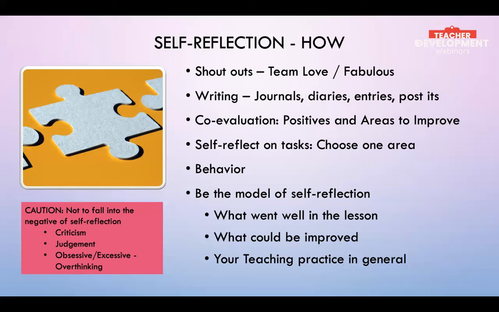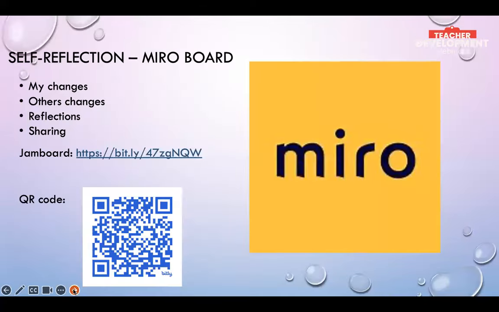But we also need to be the model. So we need to be doing this. And we do it usually by thinking, what went well in this lesson? What could be improved? Or your teaching practice in general, not only the particular lesson for the classroom, but what are you doing well? What are the things that you want to improve? What are the things that you want to change, right? And then you can share with others what you are thinking. So that's the how of how we can do self-reflection.